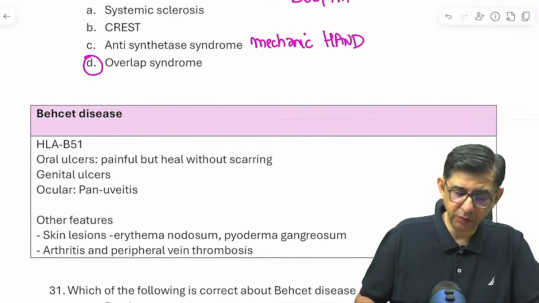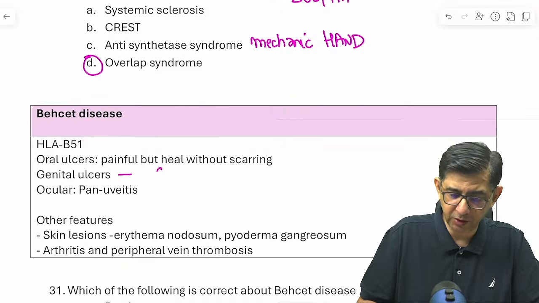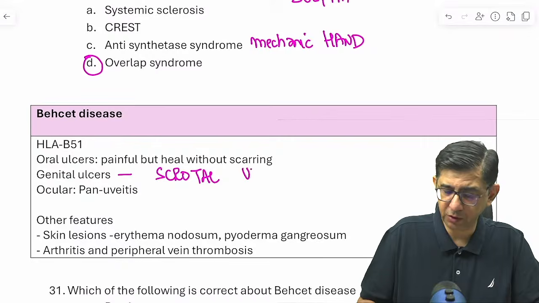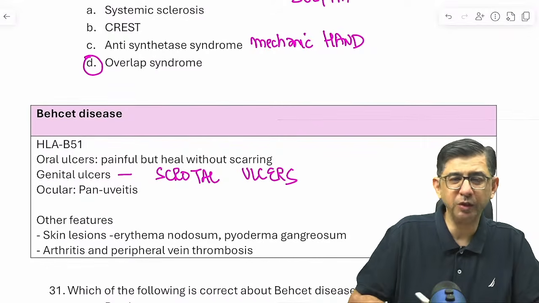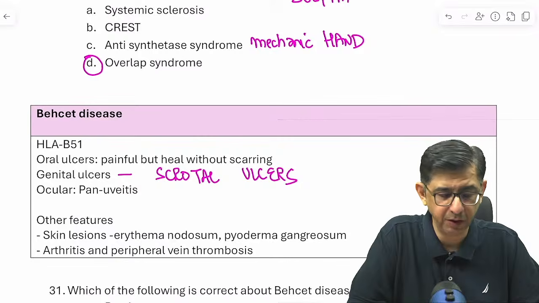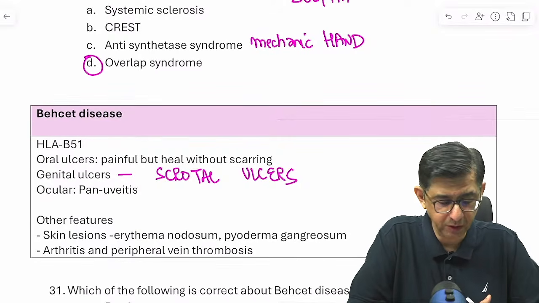Then Behçet's is what they always ask, and for Behçet's I just want to highlight that in males there would be presence of scrotal ulcers. In males there would always be presence of scrotal ulcers, whereas in females obviously there are ulcers on the vulva, but for males he always mentions scrotal ulcers, which is peculiar because normally we pick up ulcers on the genitals of a patient.